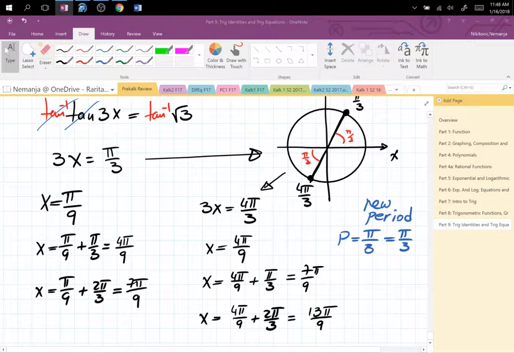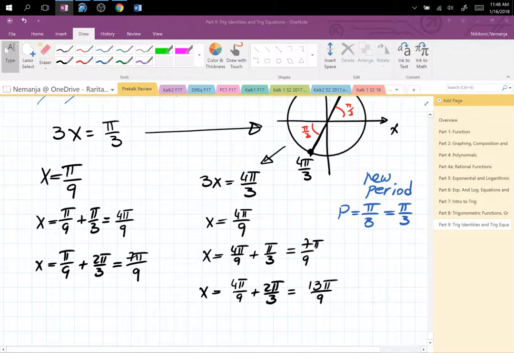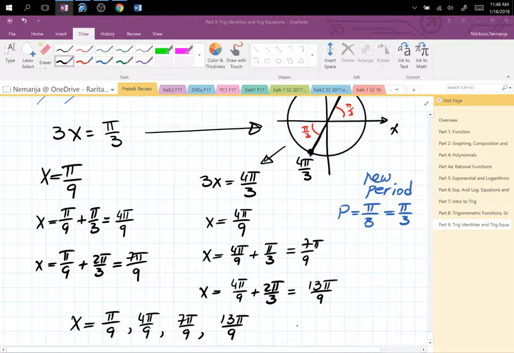We see some repetition, but then we're getting the same solution. So what do we have? Pi over 9, 4 pi over 9, 7 pi over 9, and 13 pi over 9 on 0 to 2 pi.